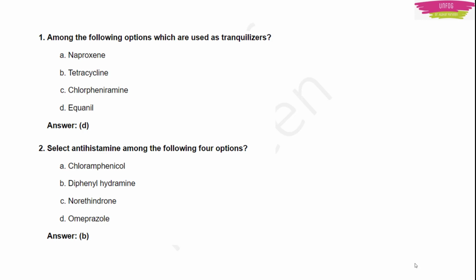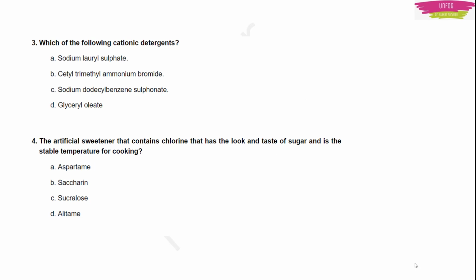Antihistamines are the chemicals or drugs which are used to treat allergies, or you can say they are anti-allergic medicines. Here from these 4 options, diphenhydramine is one anti-allergic agent. Next question, which of the following are cationic detergents? I gave you the answer, right? It should be cetyl trimethyl ammonium bromide.